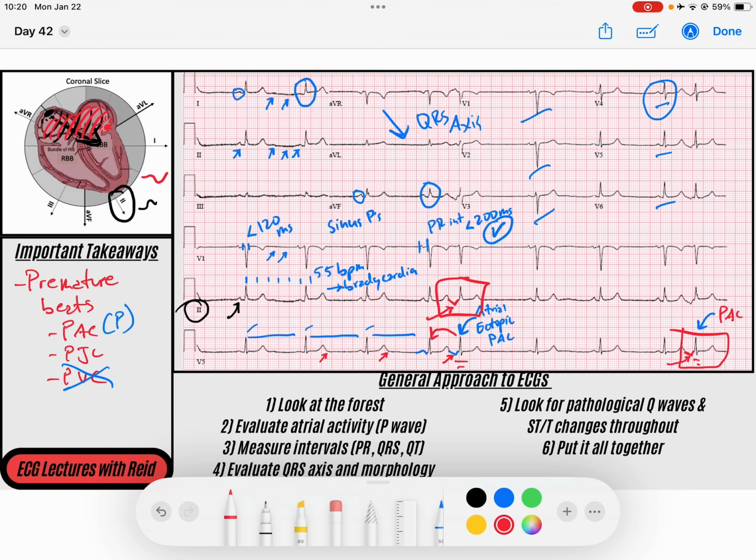So what is the ultimate diagnosis here? We've got a sinus bradycardia with premature atrial contractions. So I hope this video helps.